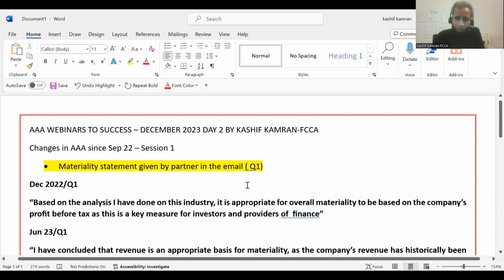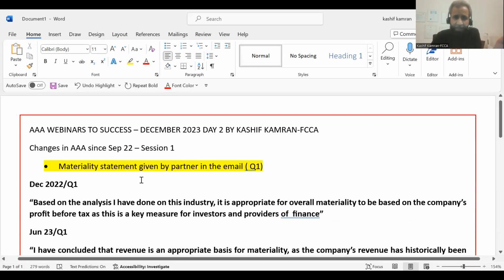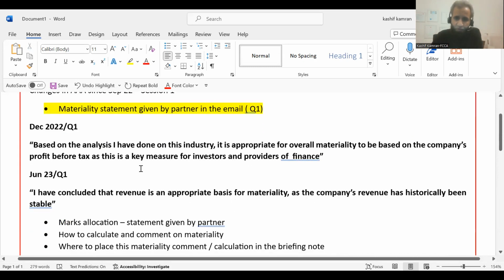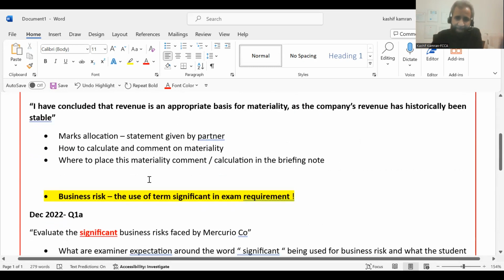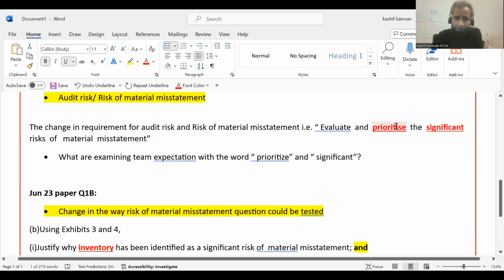4 changes in question number 1. That's the only change. Professional marks is a change which is affecting not just the question 1, it's also affecting the question 2 and 3. So we'll deal with them on the final day when we look at the professional marks. The materiality statement given by the partner in the email and how to approach that. We saw examples from December 22 and June 23. Then business risk and the introduction of the term significant in business risk and how to deal with significant. Then in the case of the audit risk and ROM, the introduction of the term prioritize and the introduction of the term significant, and what are examiner expectations around that.